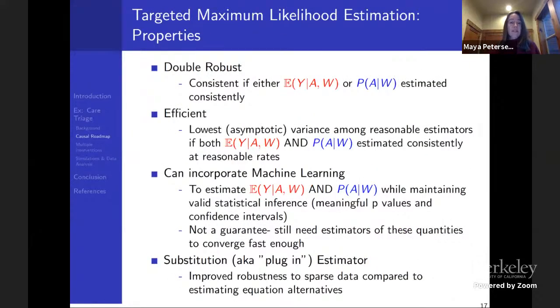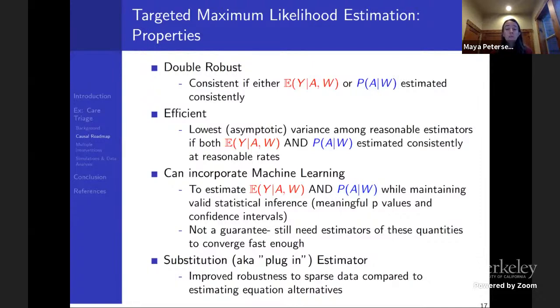So some properties of this estimator, and all of this, I promise we'll get to multiple interventions. All of this is going to carry over very straightforwardly to multiple time point interventions. We mentioned double robustness, so consistency if either the outcome regression or propensity score are estimated consistently. Efficiency, so achieving the lowest asymptotic variance among regular asymptotically linear estimators if both the outcome regression and the propensity score are estimated consistently at reasonable rates.